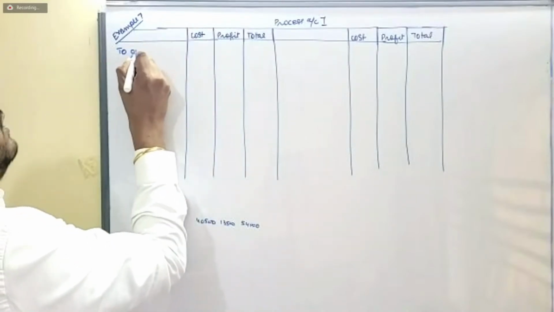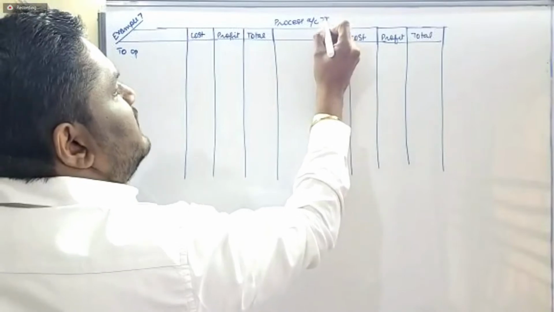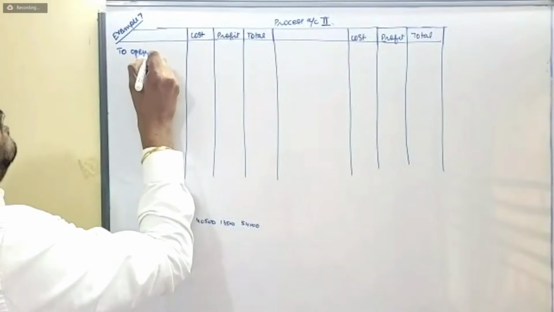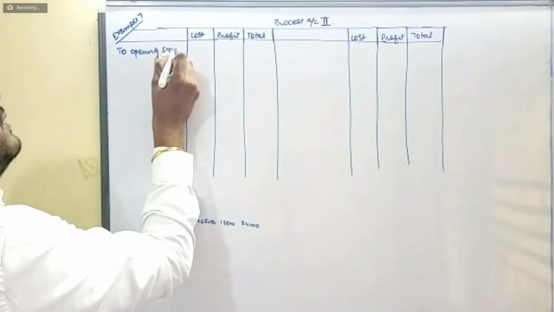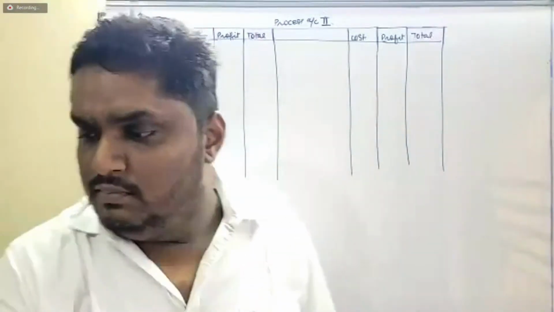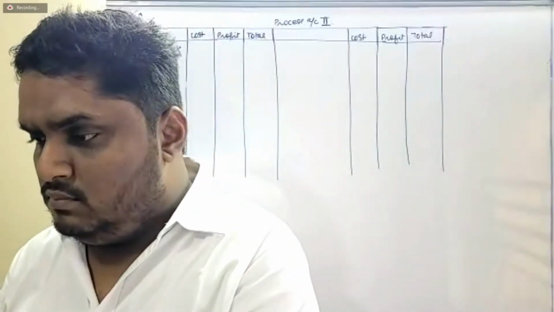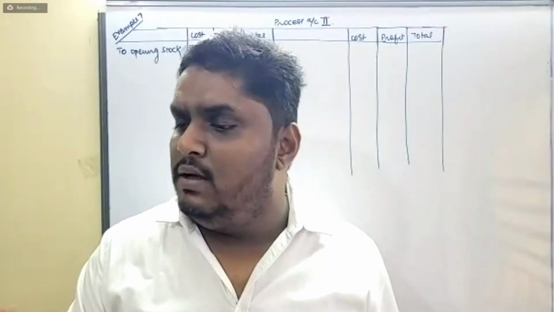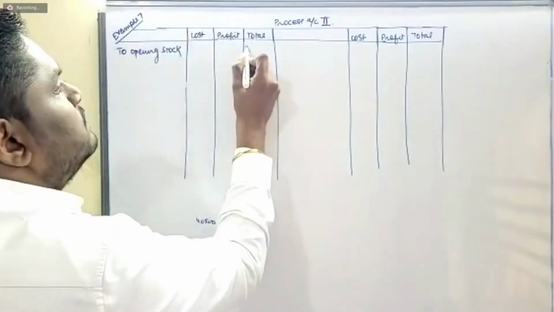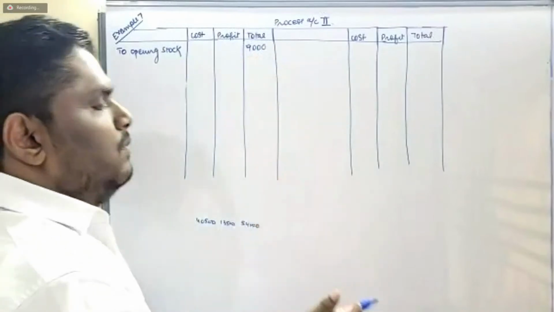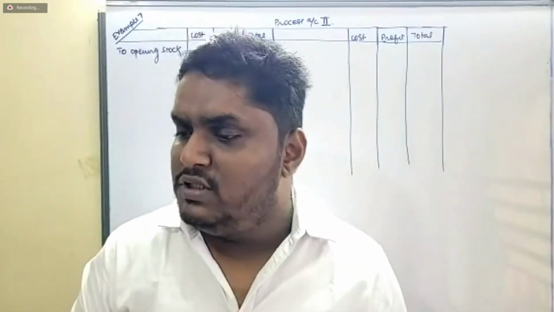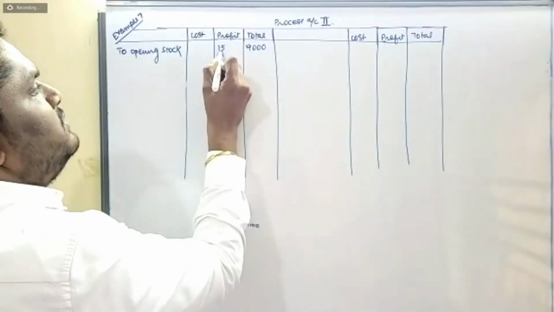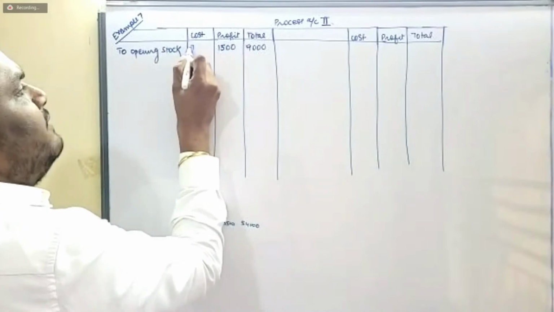Herein opening stock is given. I am discussing process second account now. We'll first write opening stock of the process. Opening stock of process is 9,000. And inter-process profit included in opening stock is 1,500. So 9,000 minus 1,500, this will be 7,500.